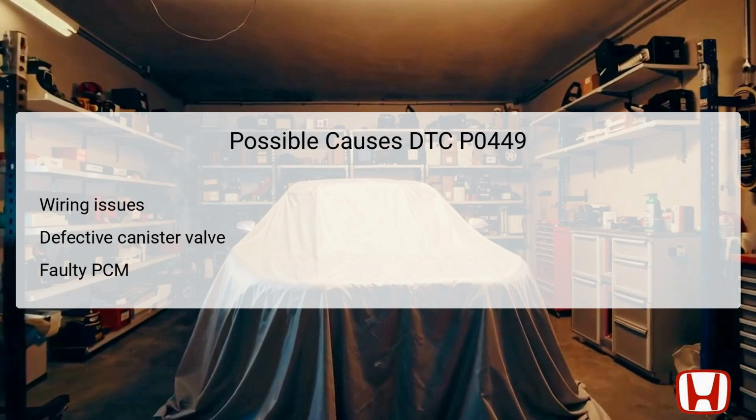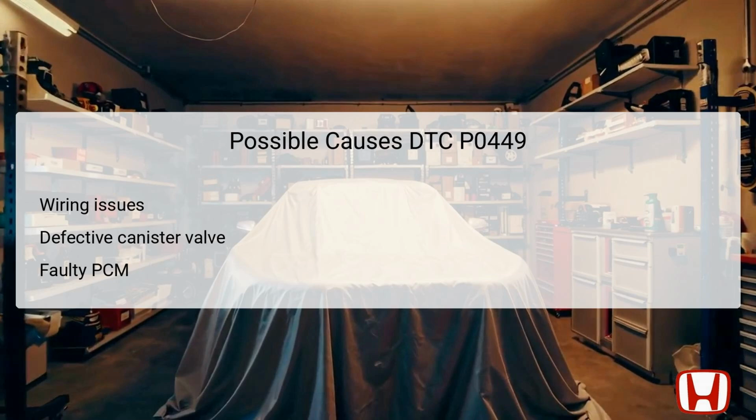The possible causes of DTC P0449 primarily revolve around electrical failures or component malfunctions. Firstly, there could be wiring issues, such as open circuits or shorts in the IGPS or VSV lines that prevent proper communication between the EVAP canister vent shut valve and the powertrain control module, PCM.